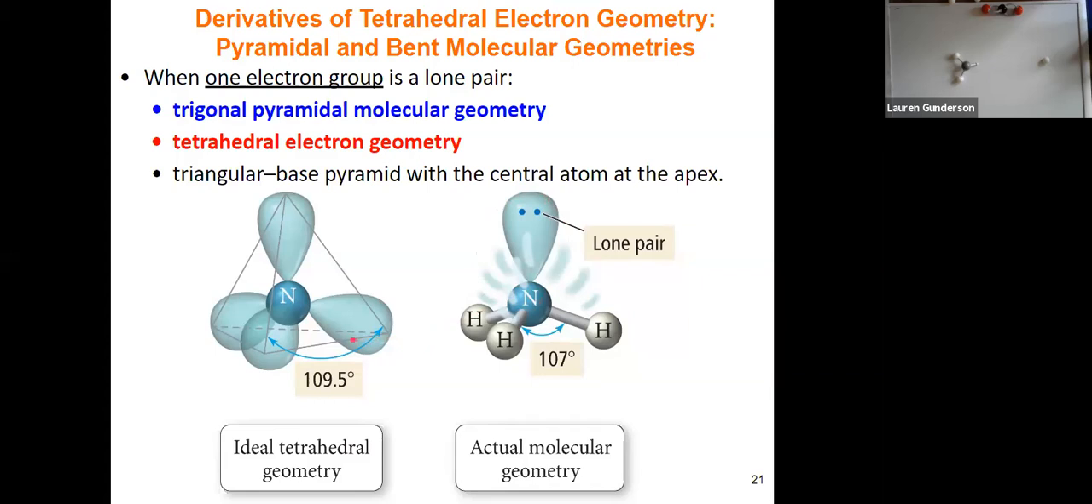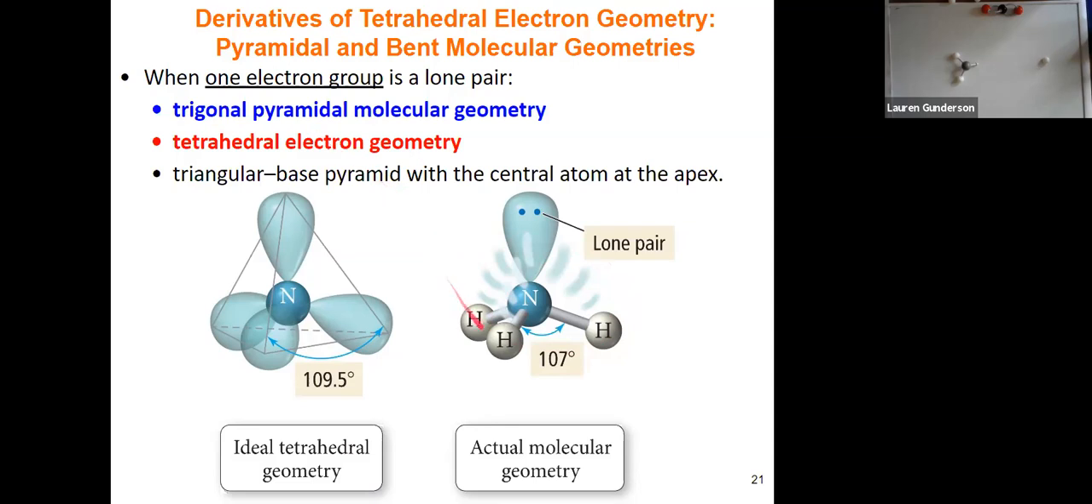Well, now instead of a 109.5 angle between our terminal atoms, they're going to get squished in a little bit more to around 107. We just call it less than 109.5, okay? You do have to know all of the bond angles for the different molecular geometries. But once we get to the derivatives, as long as you know that the bond angle for this particular shape is less than 109.5, that is fine. Now, this particular molecular geometry is called trigonal pyramidal.